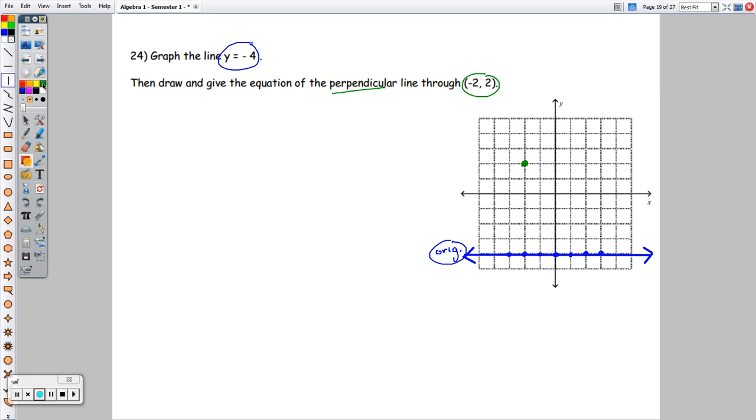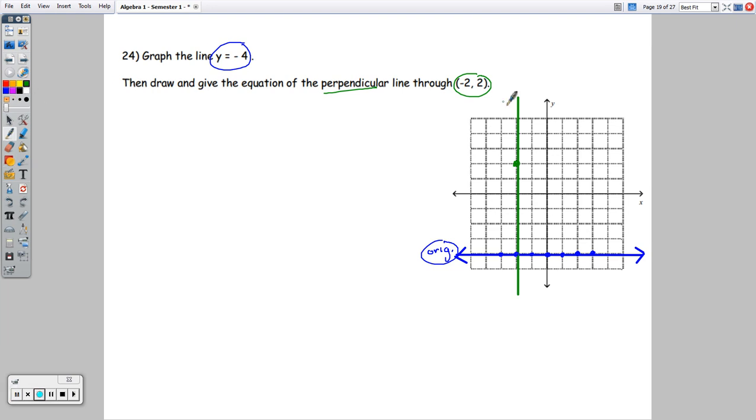And you can just draw a vertical line through that point right there. You draw that and you're done. You're good to go. This is the perpendicular one, so I'll label it the perp. And draw and give the equation. So what's the equation of that? Well, you go back 2 for the x value, and you're always at negative 2 for the x value anywhere you go along that line. Therefore, your equation for the perpendicular line is simply x equals negative 2.